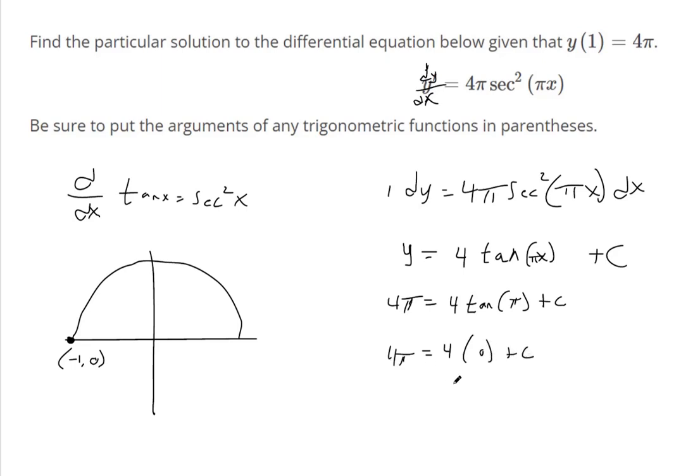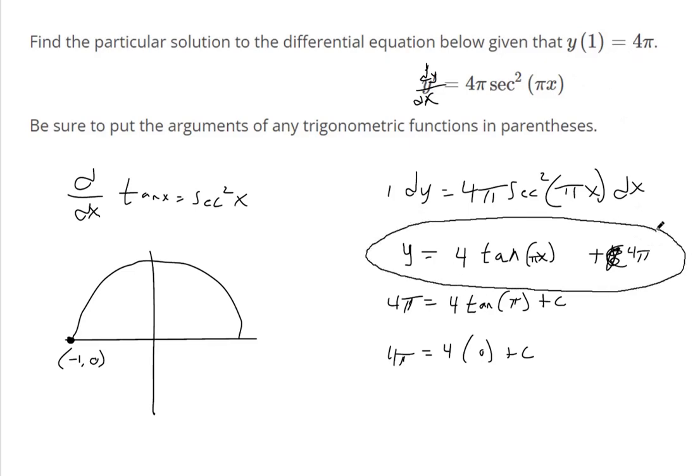And then that's a quick equation to solve. C is 4 pi, right? So your particular solution is when you found the arbitrary constant based on that initial value information. So there's our particular solution.